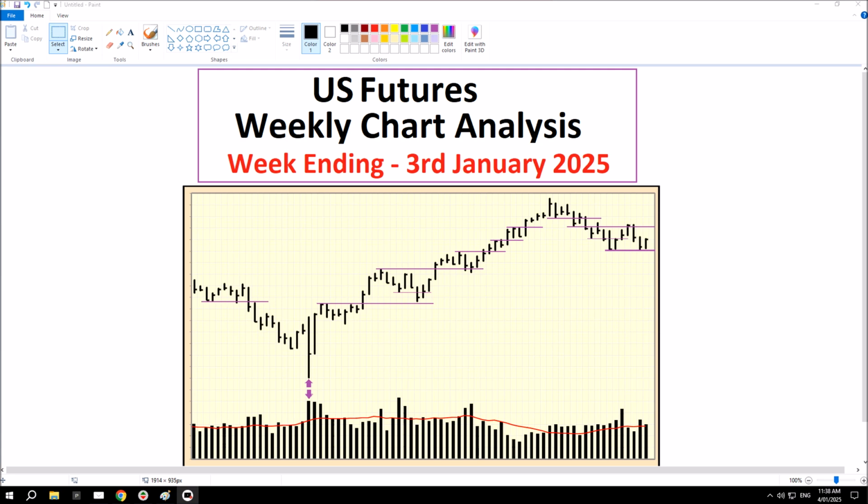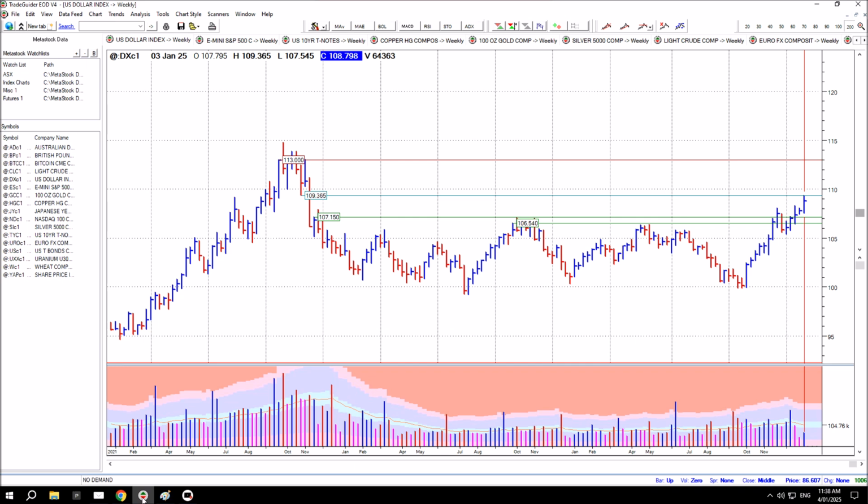This is the US Futures weekly chart analysis for the week ending 3rd of January 2025. This is the first trading week of the new year. First chart is the US dollar index futures.